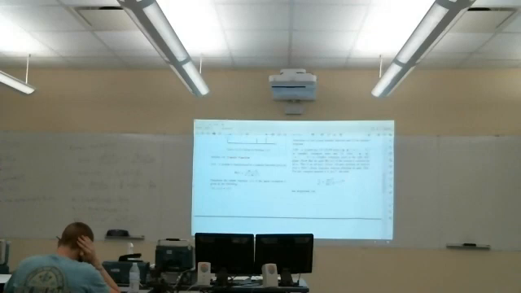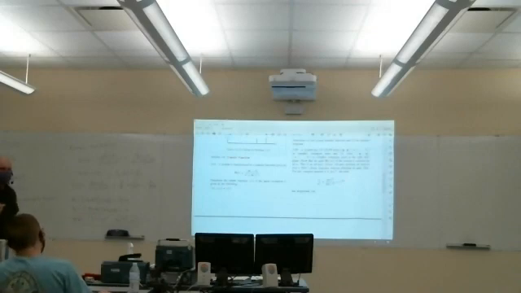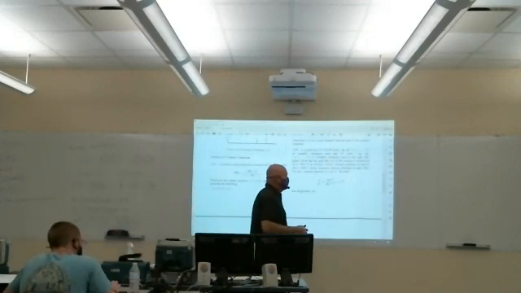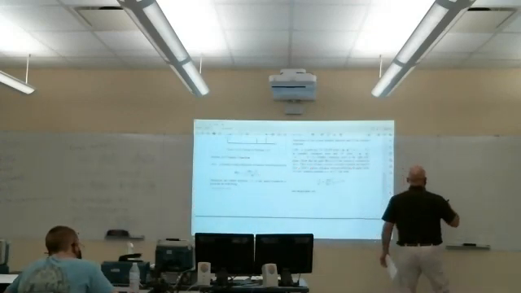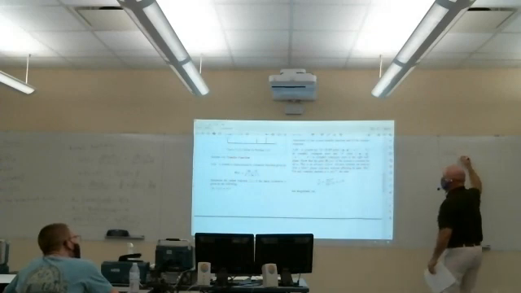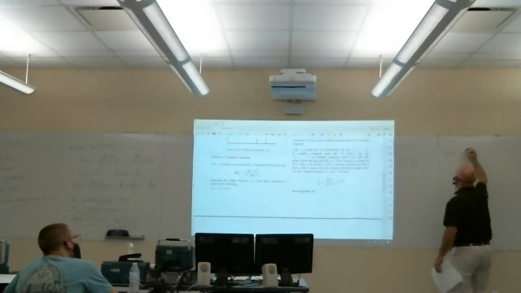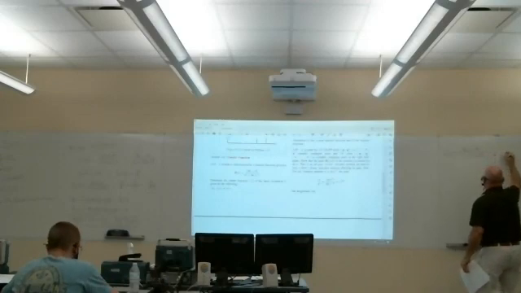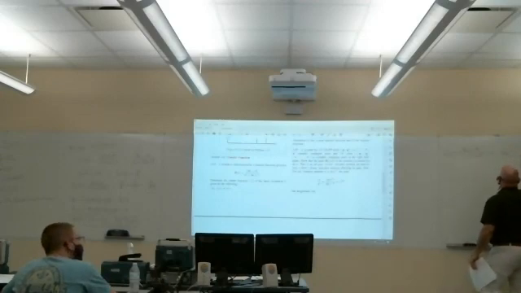Let's see if we can get that same answer using convolution. So to get convolution, I need the impulse response. I've got H of s is 18s plus 10 over s plus 1 times s plus 5. Again, I'm going to have to do a partial fraction expansion on this to get the inverse Laplace transform.